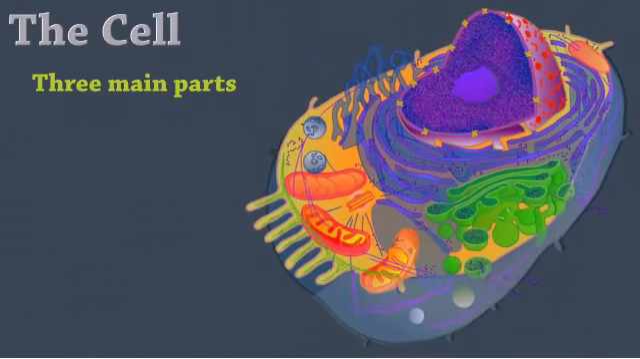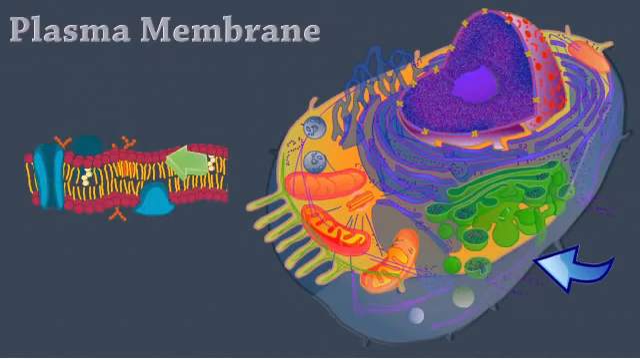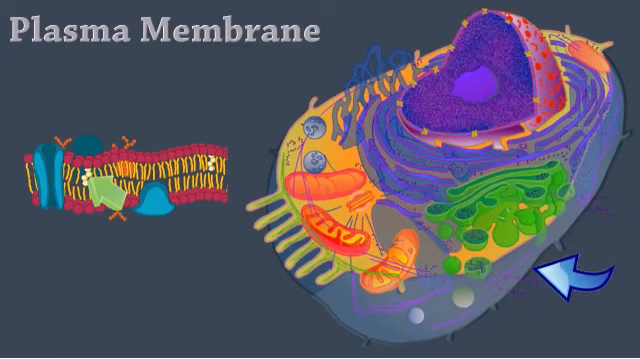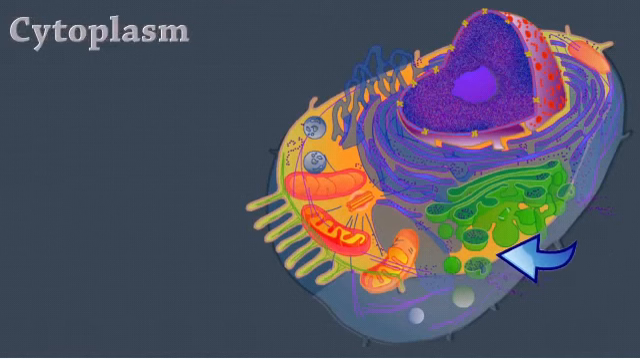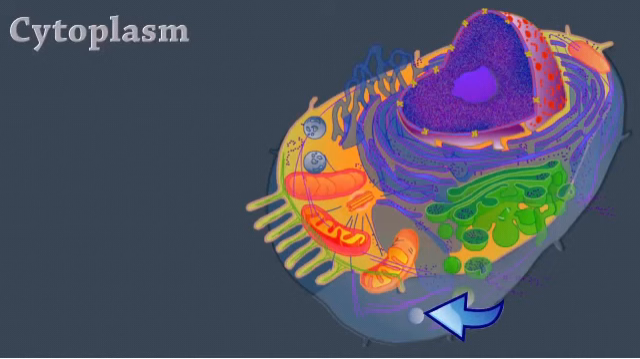All animal cells have three main parts: the plasma or cell membrane, the cytoplasm, which contains the organelles, and the nucleus. The plasma membrane encloses the cell. It's made from a bilayer of phospholipids, cholesterol, and proteins, and it acts as a semipermeable barrier. It creates the cell's internal and external environments. The cytoplasm holds all of the organelles, which are specialized subunits within a cell. There are a number of different organelles, and each one performs a specific task.